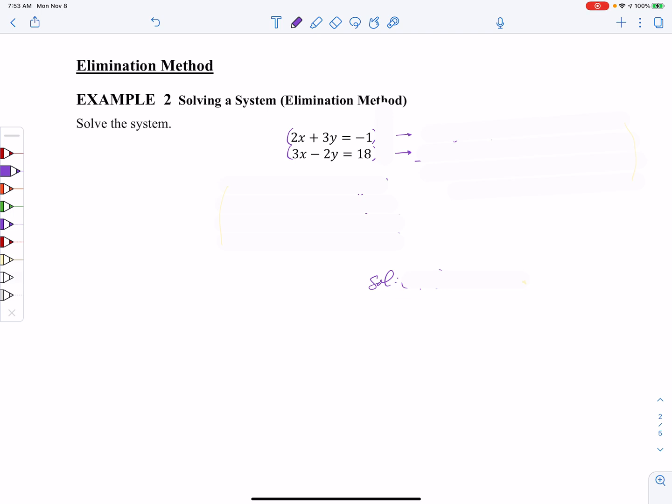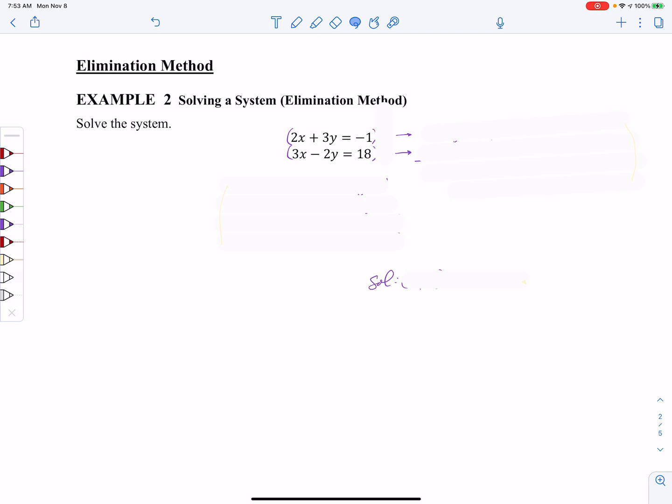Now, before I start on this, imagine that I added like terms. Well, this would give me a 5x. And maybe I wanted to add my y terms, and this would give me a 1y. And then I could add my constants, which would give me a 17. The problem with this is I didn't eliminate one of my variables. So what I'm going to do is I'm going to manipulate both equations so that I can eliminate a variable when I add my two equations together.